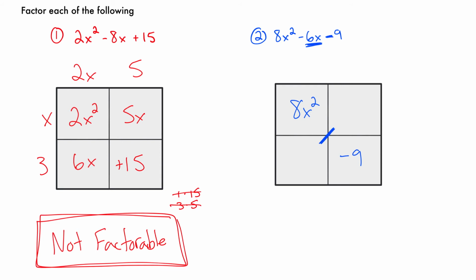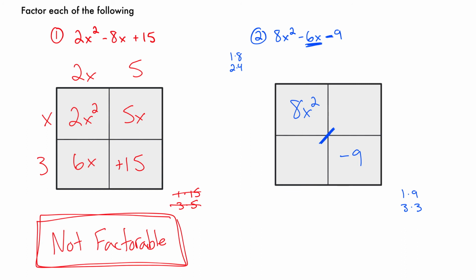Now here's the thing that makes this tricky. 8 is not prime. That means I can't just plug the numbers in because I don't know if it's a 1 and an 8x or if it's a 4x and a 2x. So there are multiple options for that one. And there's multiple options for the 9. We have to try every combination of these values until one of them works.